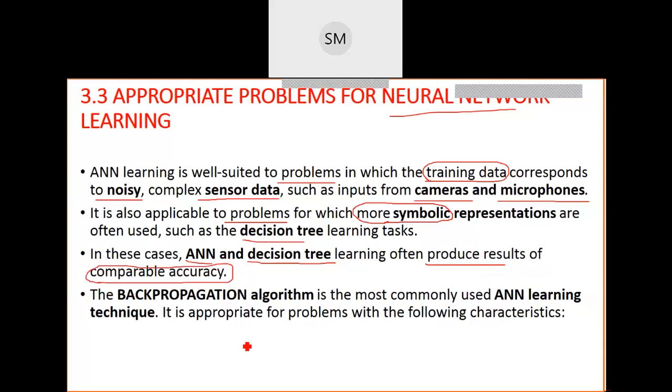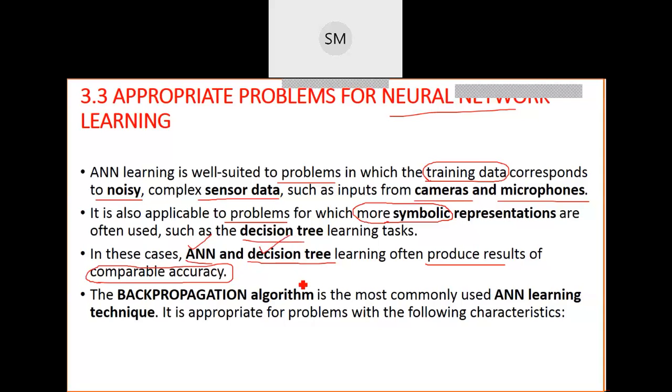It means that whatever output is given by the artificial neural network and whatever output is given by decision tree learning, both outputs we can compare, because the outputs from these two methods are almost the same. So there is not a long gap or a long difference between the outputs of artificial neural network and decision tree learning. Both outputs will be approximately equal.